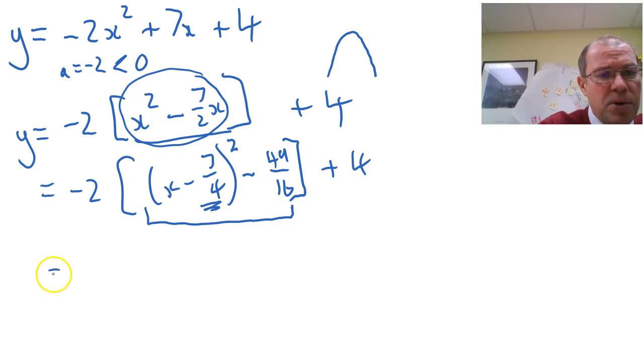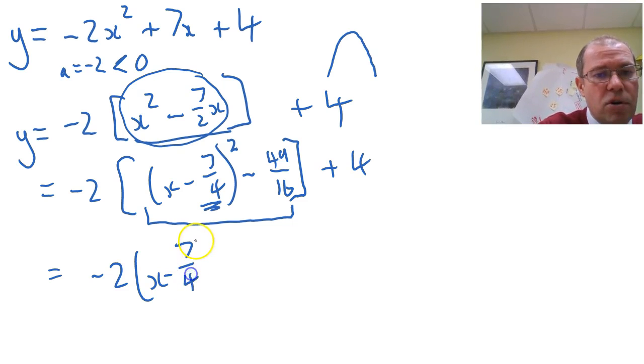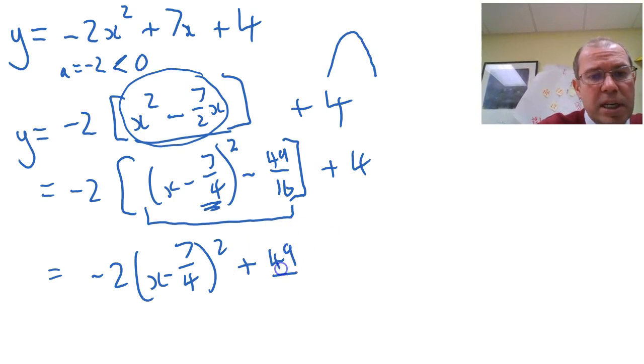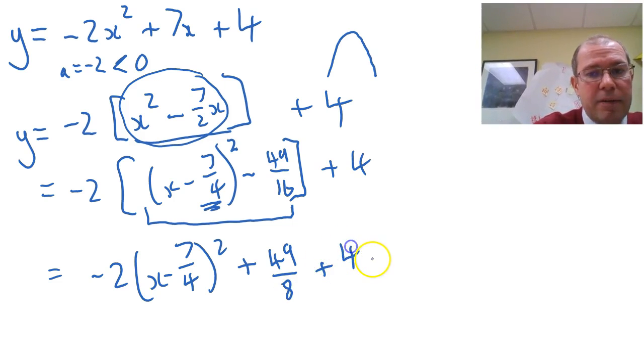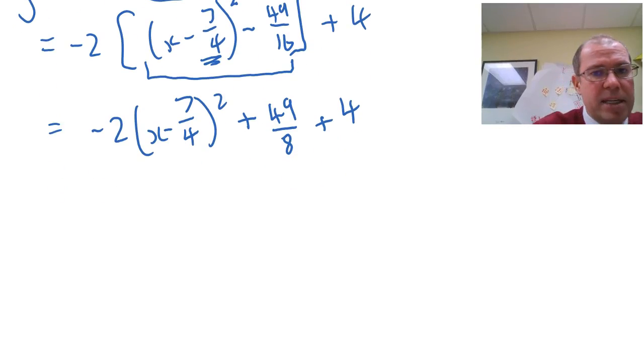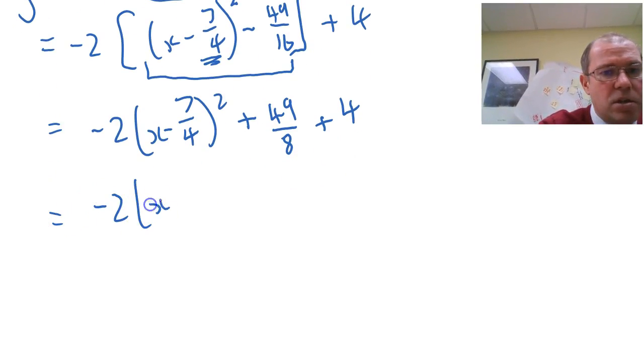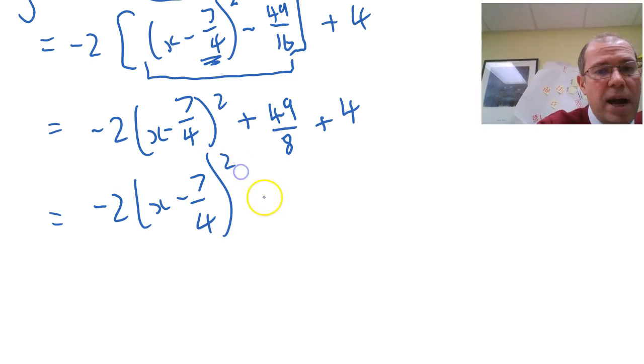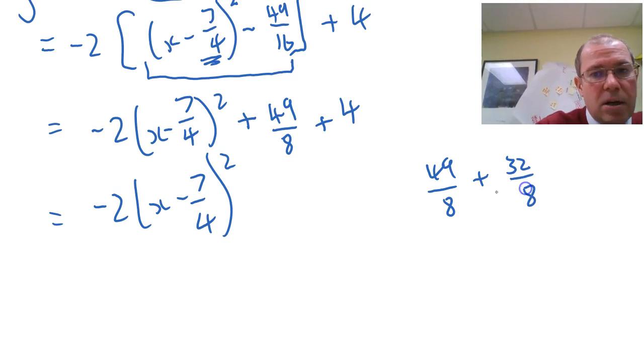So once we've got that, we can now put the minus 2 in. So I've got minus 2 times x minus 7 over 4 all squared. Negative 2 times a negative is a positive, and 49 over 16 times 2 will change to a 49 over 8. And I need to add 4 to that. So now it's just a simple case of adding these fractions. So I've got the minus 2, x minus 7 over 4 all squared, and 4 is obviously 32 over 8. So 49 plus 32 over 8, just doing that quickly, is 81 over 8.